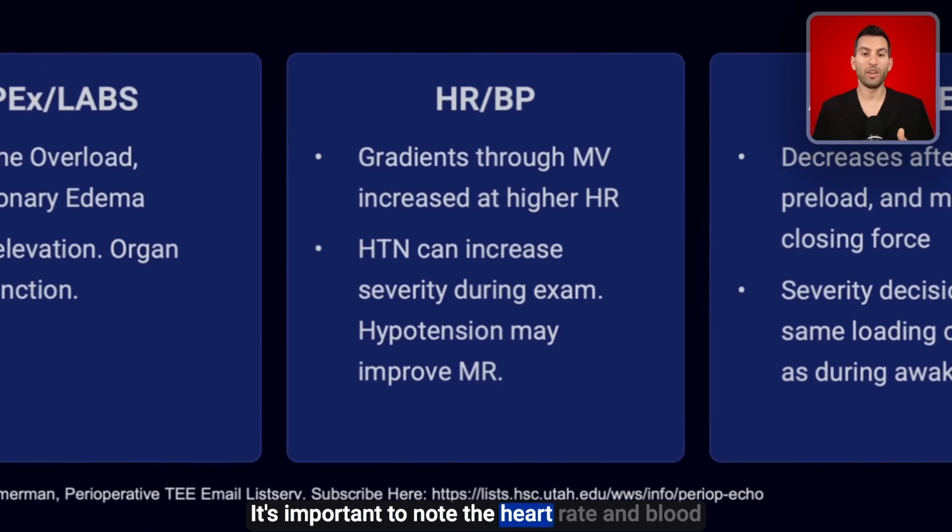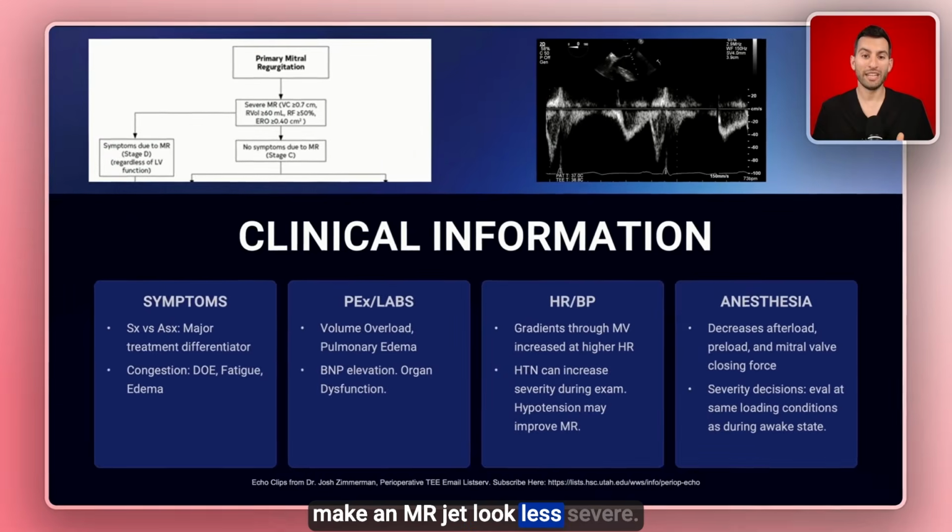It's important to note the heart rate and blood pressure at the time of the exam, as increased heart rates will result in increased gradients through the mitral valve during the exam. Hypertension can also make MR severity look worse, as there's a greater pressure gradient for a regurgitant jet. In addition, hypotension can make an MR jet look less severe.